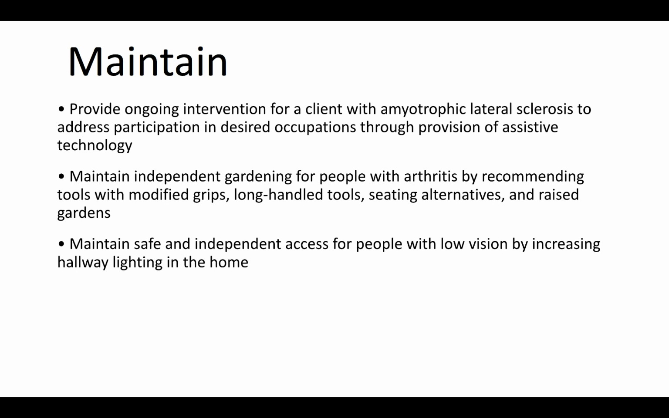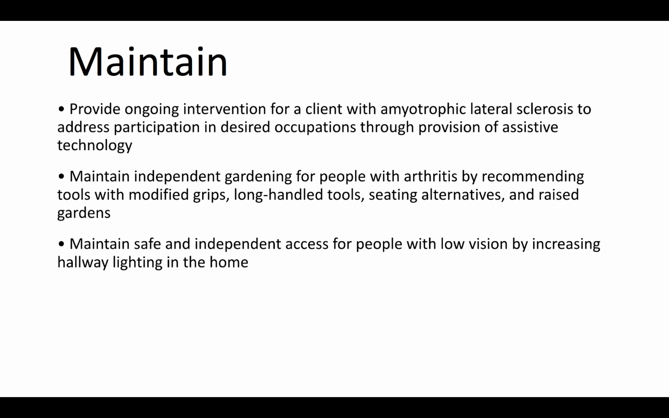Again, somebody that has arthritis, it's most likely not going to get better, but they want to continue to do gardening. So how are we going to keep them as independent as possible? We're going to do that by providing alternative tools and alternative seating positions and different gardening styles.